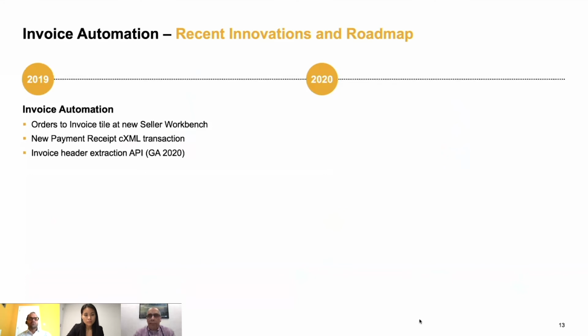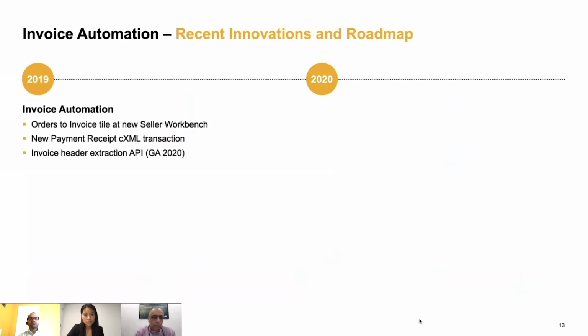We introduced a new payment transaction, the payment receipt transaction, and we have an API that is going GA, or generally available, this quarter. This is an API that will help suppliers to extract the data that they have already sent to the Ariba network.